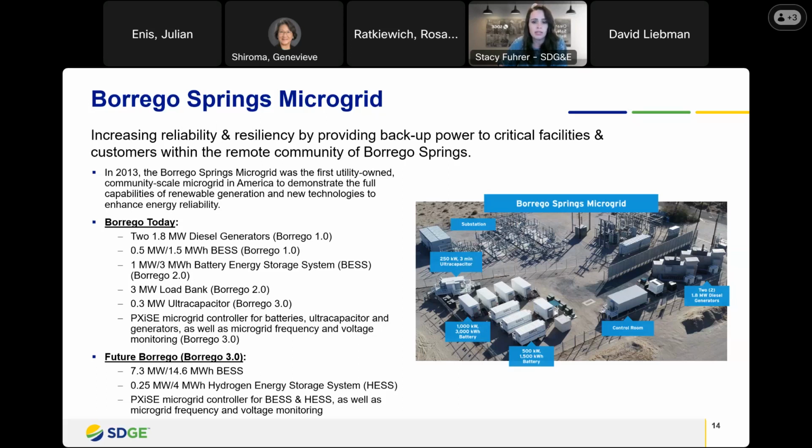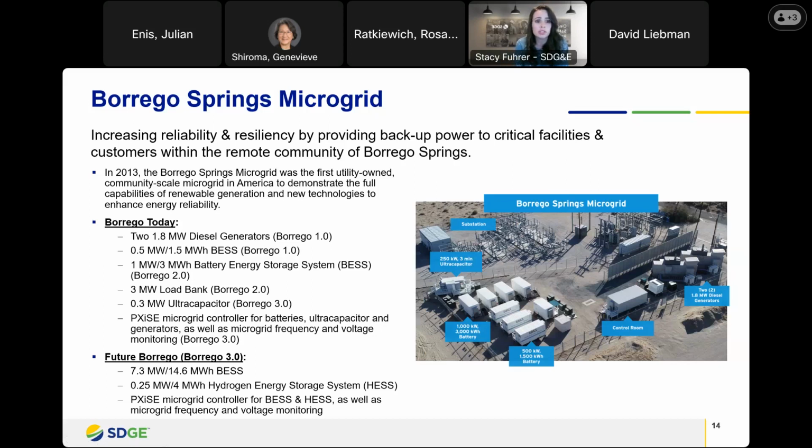You can think of that as electric to gas to electric, meaning that we will produce hydrogen on site. We will store the hydrogen and then we will put it into a fuel cell, which is turned back into electricity. And with the future deployment of those assets, we will be putting PICE on those as well to control both the BESS and the HESS, as well as to help maintain frequency and voltage.